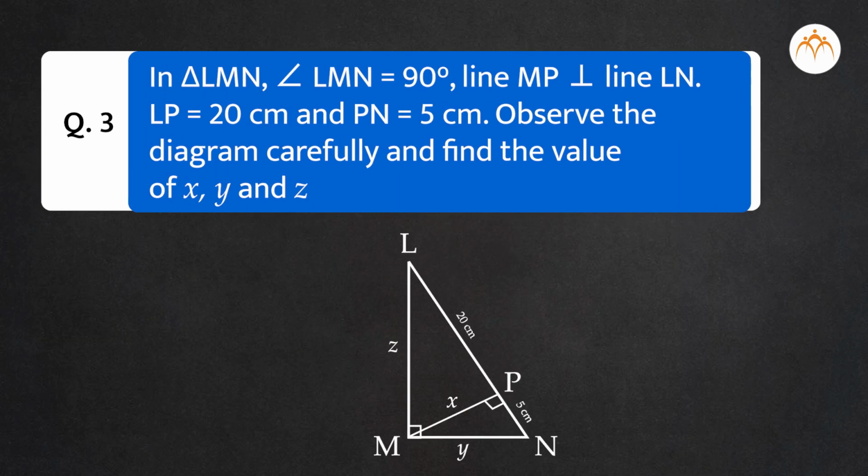In triangle LMN, angle LMN is equal to 90 degrees. Line MP is perpendicular to line LN. LP is equal to 20 cm and PN is equal to 5 cm. Observe the diagram carefully and find the values of X, Y and Z.